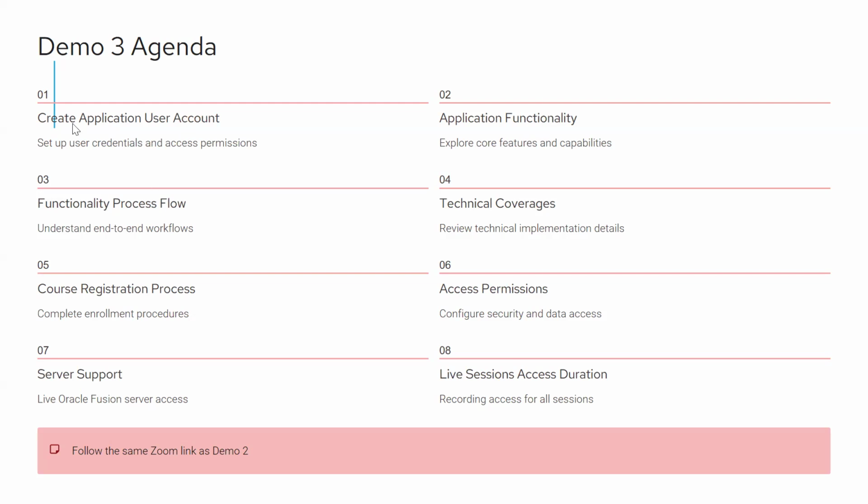Okay, today's topic: first we need to create one user account. After that we can add some roles to the user, and let's see the application functionality and make one transaction between two sub inventories. What are sub inventories? I will give a little bit of introduction to you. Okay, let's go to the application.